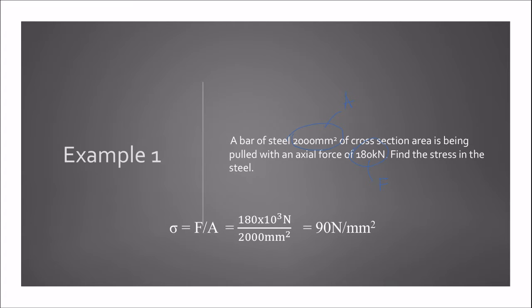Therefore 180 kilonewton, since I said earlier I prefer newton over mm square, that's why we multiply by 1000, because 1 kilonewton is equal to 1000 newton. To convert to newton, we multiply by 1000, or multiply by 10 to the power of 3 newton. Right, and then for the area, it is in millimeter square, so you don't need to convert it. Just simply calculate using a calculator. Right, so you get 90 newton over mm square.